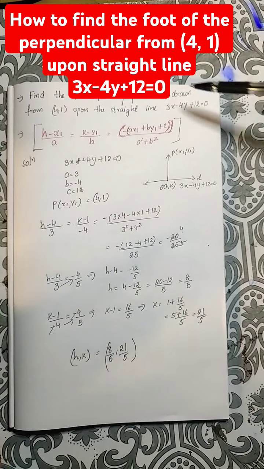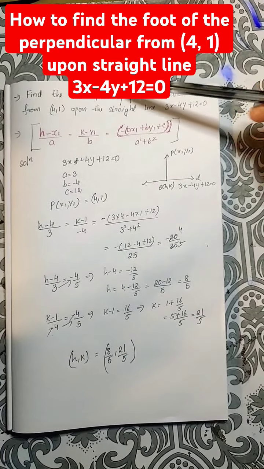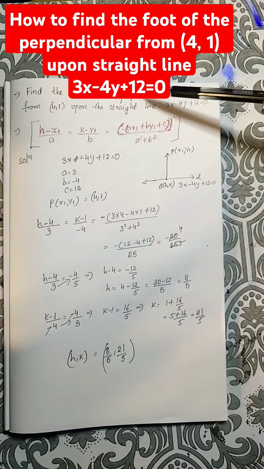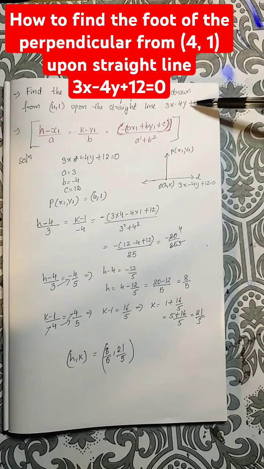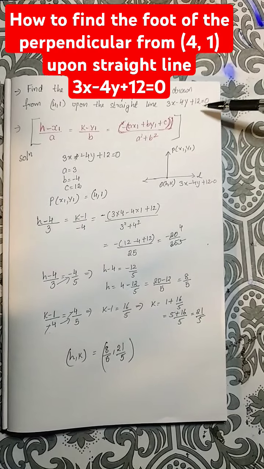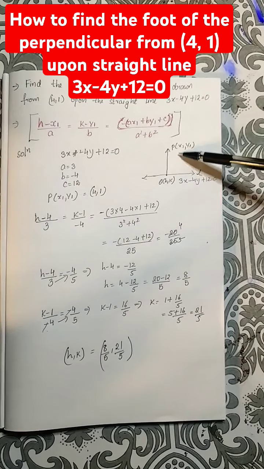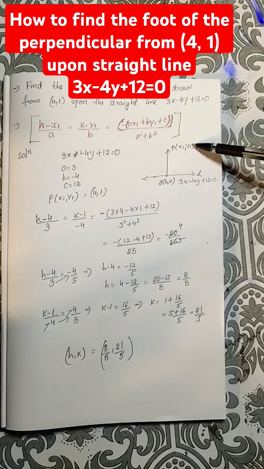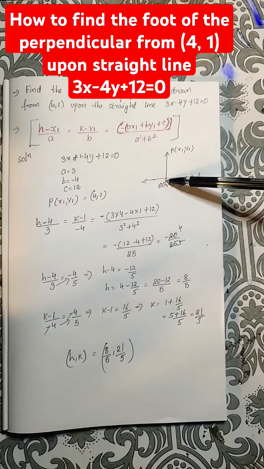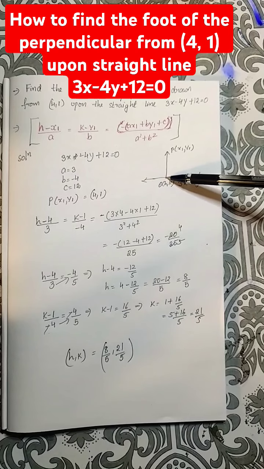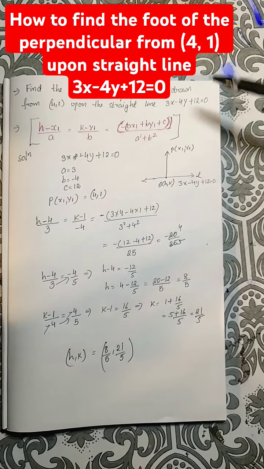Hello students, in this video I am explaining how to find the foot of the perpendicular drawn from (4, 1) upon the straight line 3x minus 4y plus 12. So this is from the straight line chapter. So this is a line L. This is a point P (x1, y1). This is the foot of the perpendicular, so from here it is drawn. We have to find this point (h, k).